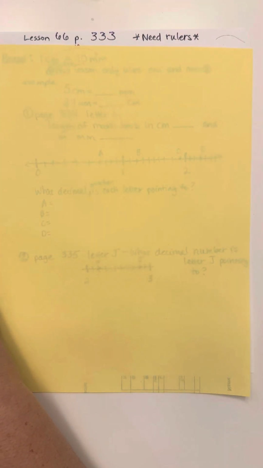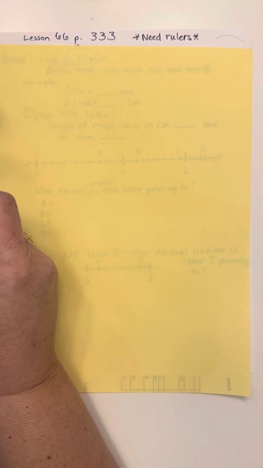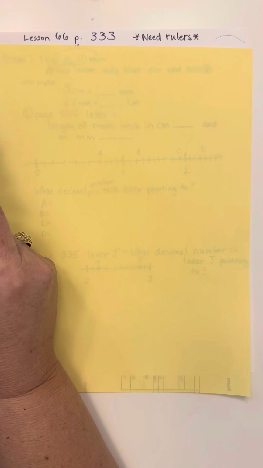Let's go remind ourselves. First of all, you should have taken your time test by now. It's time test F for lesson 66, located on page 138. If you haven't done that, you can stop the video and go do that now.